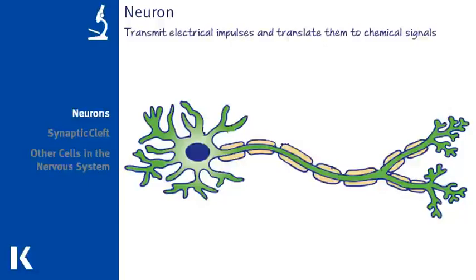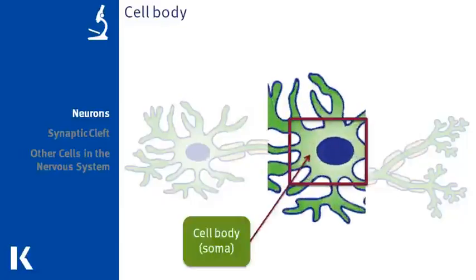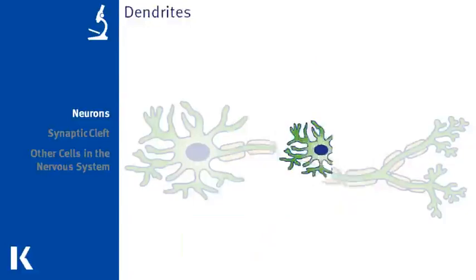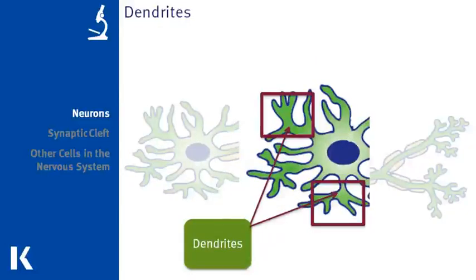On the very left side of our picture is the cell body. The neuronal cell body is also called the soma, and it contains organelles like the nucleus. The processes that extend off of the soma are called dendrites. Dendrites are the receivers of the neuron. They accept incoming signals from other cells.